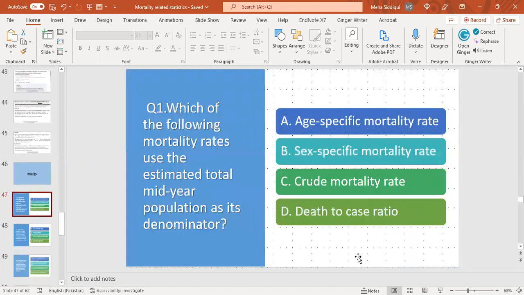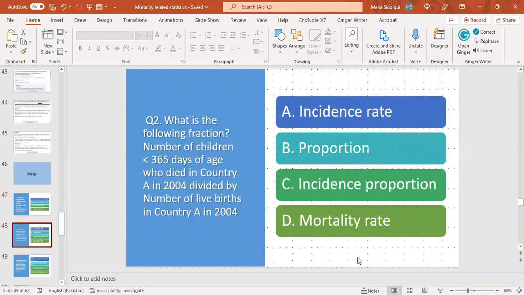Now, coming to MCQs. MCQ number 1. Which of the following mortality rates uses the estimated total mid-year population as its denominator? A, specific mortality rate; B, sex specific mortality rate; C, crude mortality rate; D, death to case ratio. C is the right option.